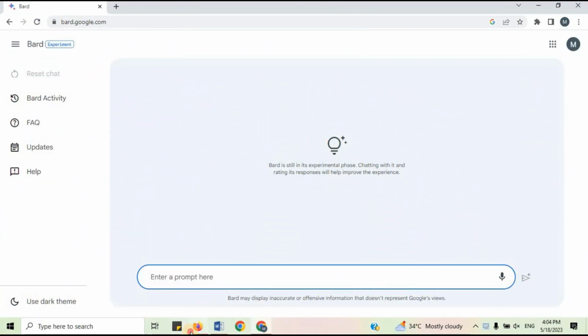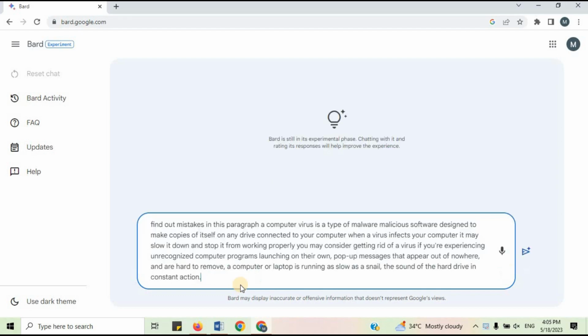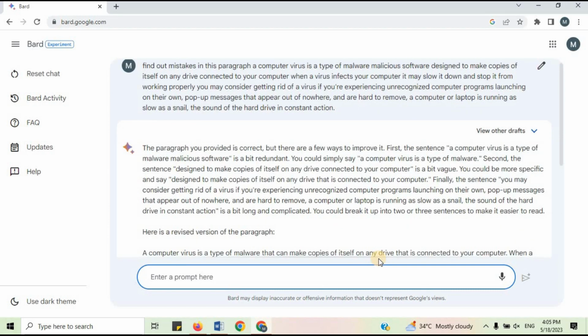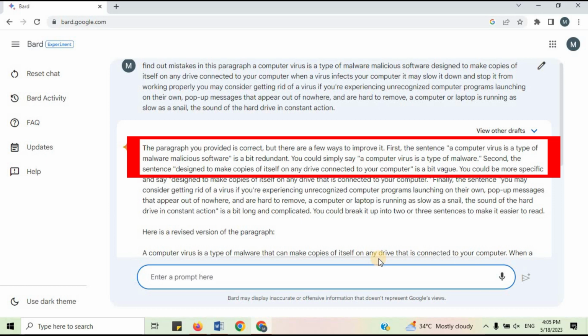For example, I have copied a text. I will ask to find out mistakes in this paragraph. I will paste the text with mistakes. You can see the answer. The paragraph you provided is correct, but there are few ways to improve it.